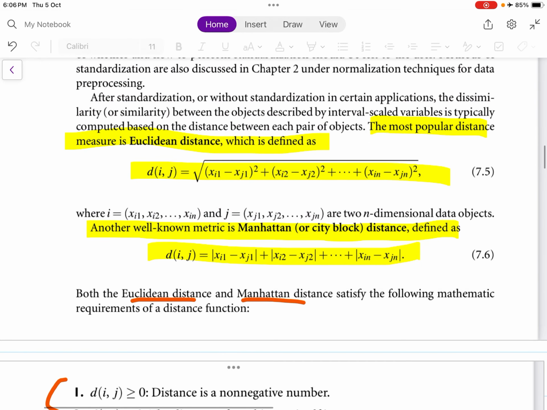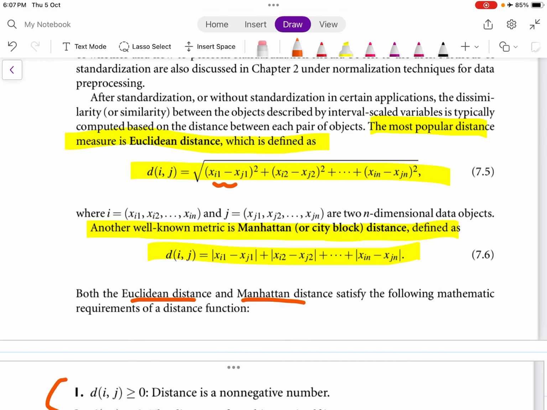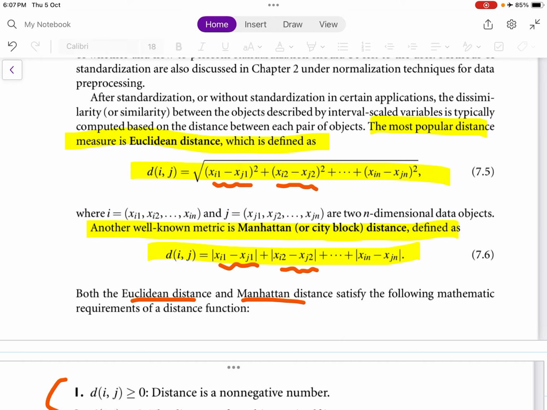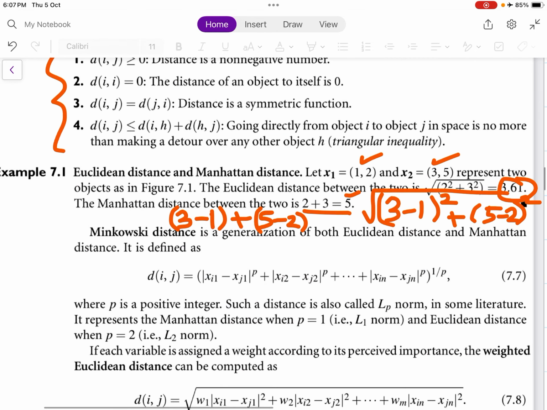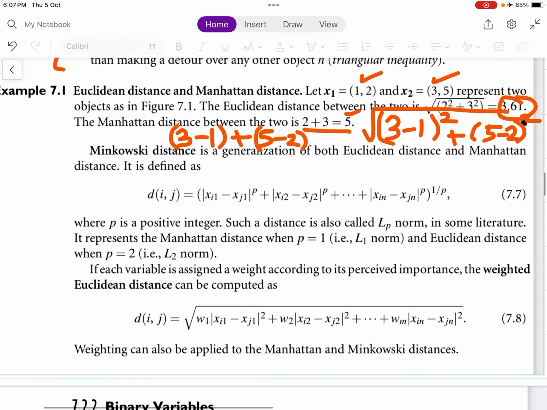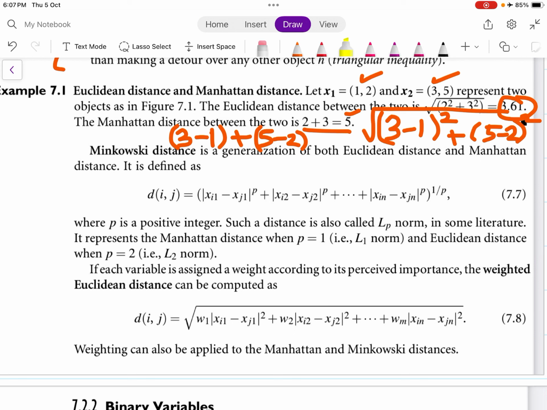So if you see the formula over here, you have a square root for Euclidean distance, and you don't have a square root for Manhattan distance. So the next distance is the Minkowski distance. It is a generalization of both Euclidean and Manhattan distance. It is defined as, so this is the formula for Minkowski distance.